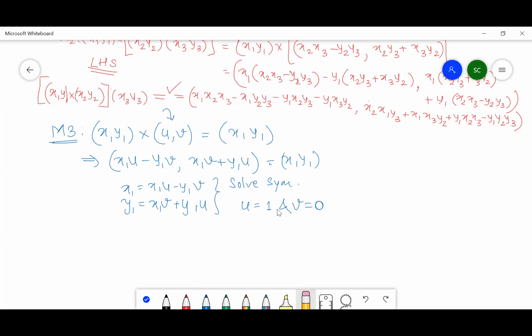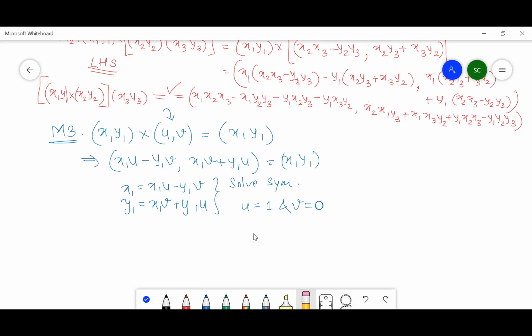Can you cross check and tell me whether this is true? We can verify. Okay, if u is equal to 1 and v is equal to 0, then the first equation is satisfied. Yes. And if u is equal to 1 and v is equal to 0, of course the second equation is also satisfied. Yes, that is very good.